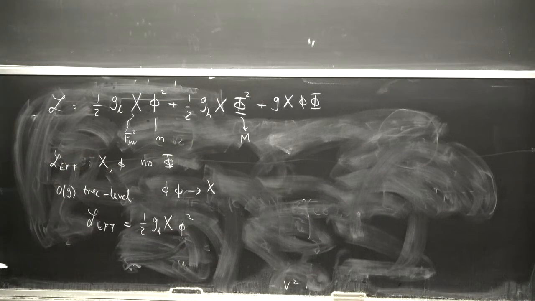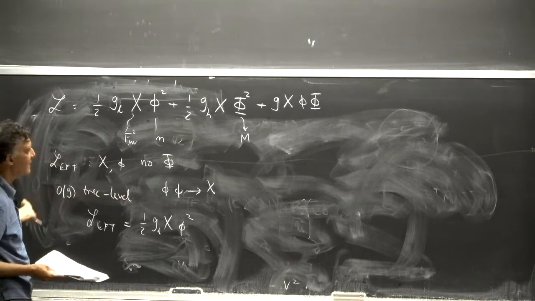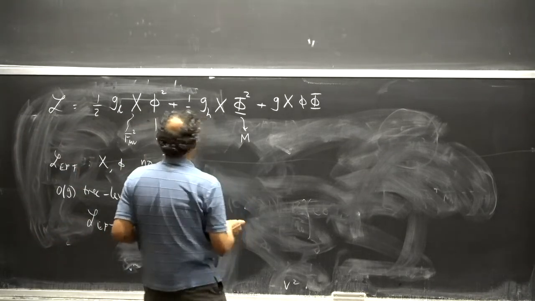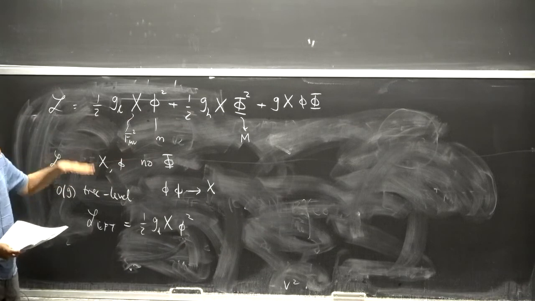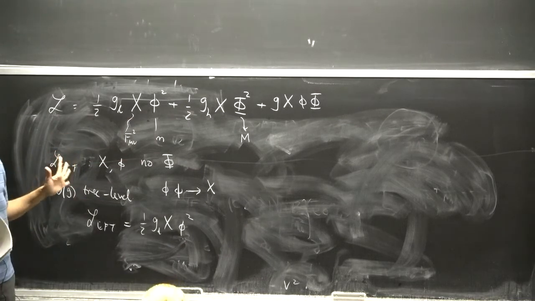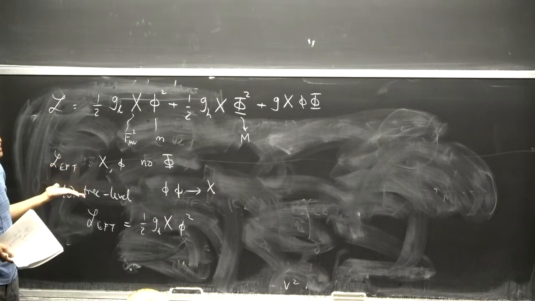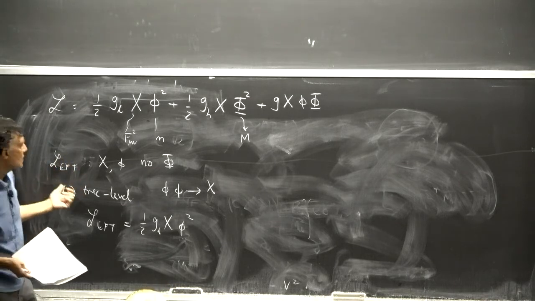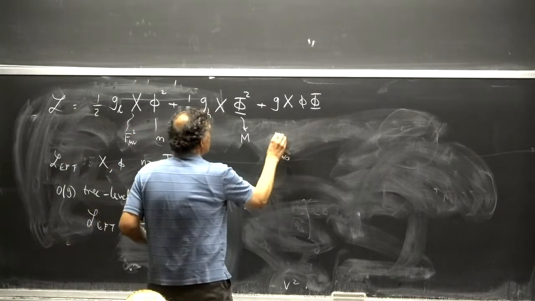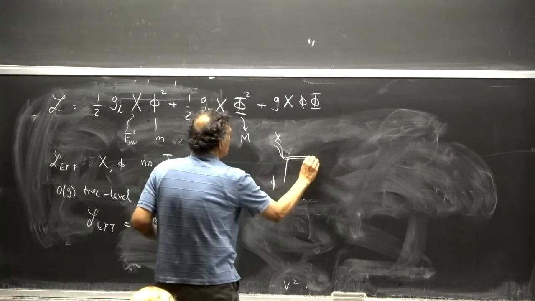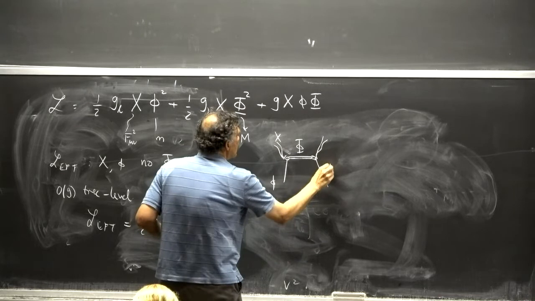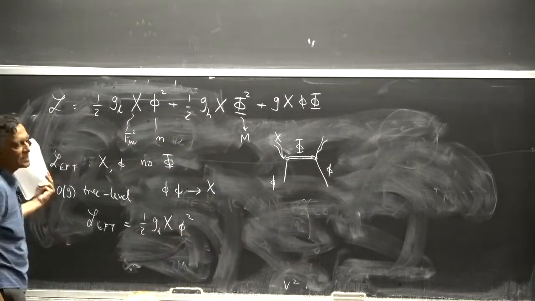Now, if I go to order g squared, again at tree level, I can have a diagram in the full theory with only... okay, so what I'm matching is S-matrix elements, or scattering, where there are only light particles in the external states, because that's all that the EFT has to describe. So I can have a diagram which looks like this. There's some x, phi, capital Phi, x, and little phi.